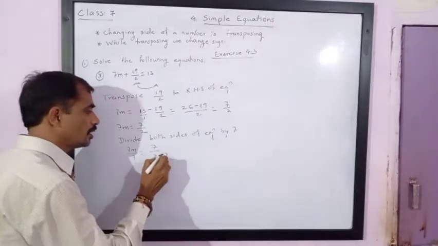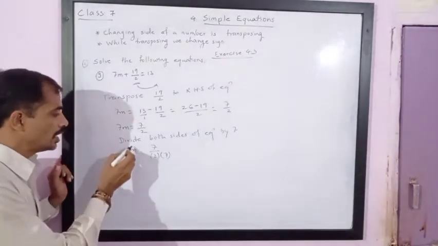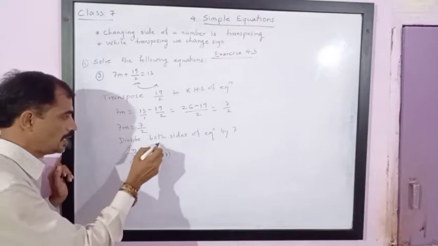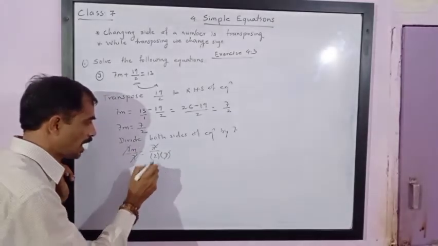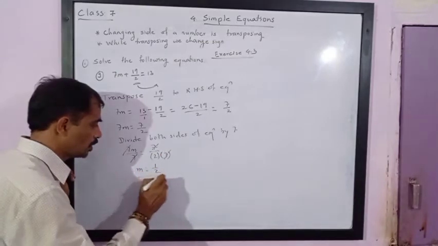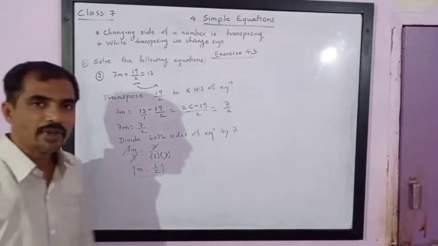That is, you can say it is dividing 7. So here this 7 eliminates with this 7, this 7 eliminates with this 7. So here you will have 1m left and this side you will have 1 upon 2. Let us check whether our solution is correct or not. We have got m is equal to 1 upon 2.